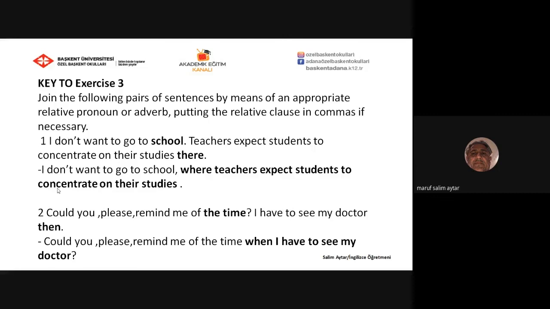Key. Let's have a look at the key, people. I don't want to go to school. I don't want to go to school where teachers expect students to concentrate on their studies. Well, we have to put a comma here because here we are talking about the general concept of school where lessons are held. Could you please remind me of the time, which time when I have to see my doctor?